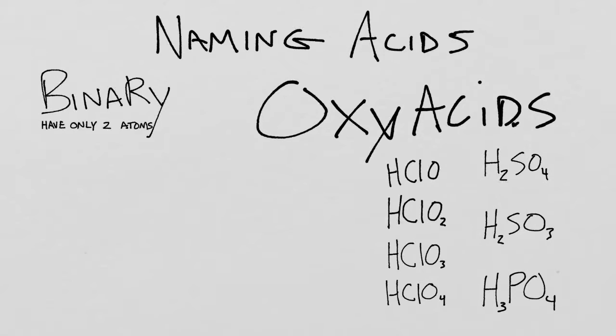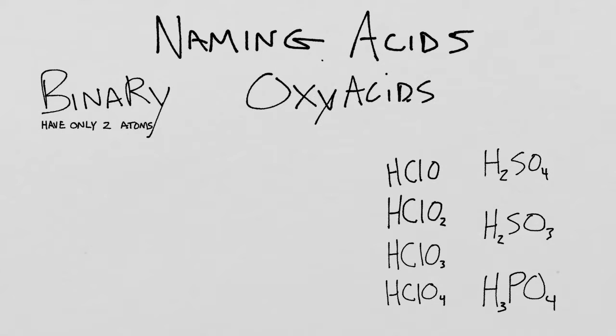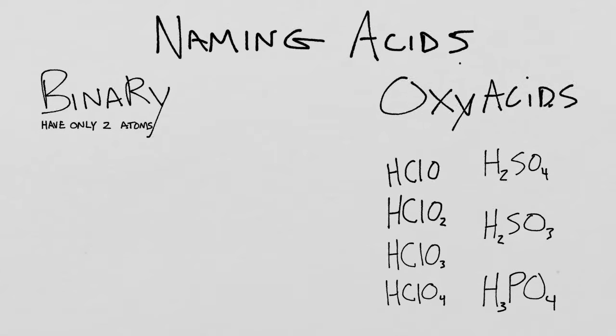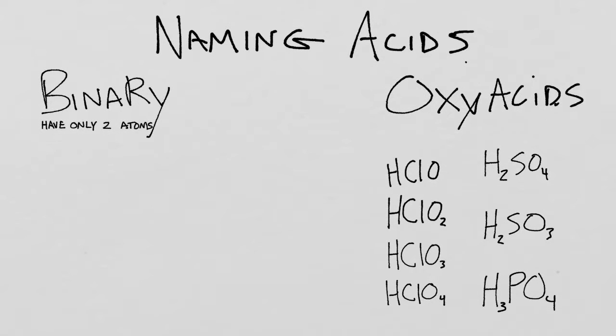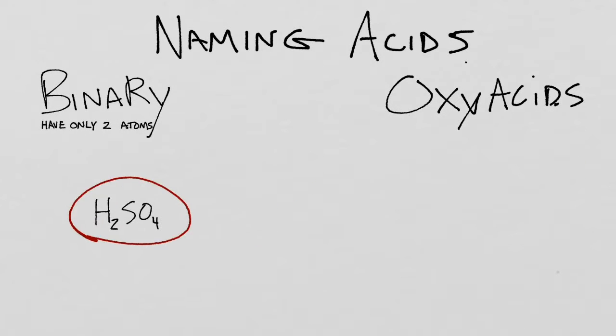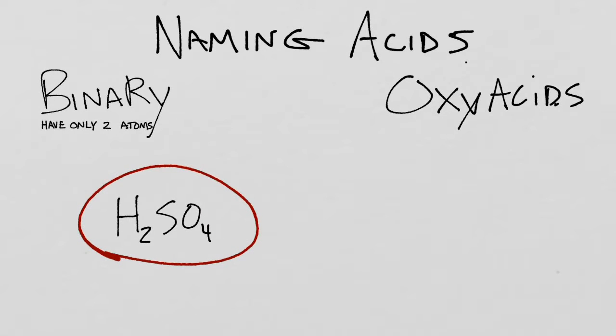Now, how would we go about naming these? So the rule for naming these is, well, first off, we need to know the name of the anion. So the anion in these cases is going to determine the name of each of these acids. So let's take H2SO4, for example. Let's just look at how we would name that compound. Now H2SO4 has a few parts. It's got the hydrogens, and then it's got the sulfate.